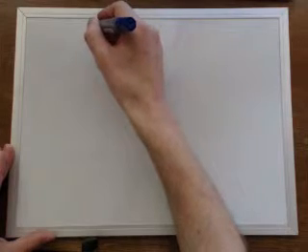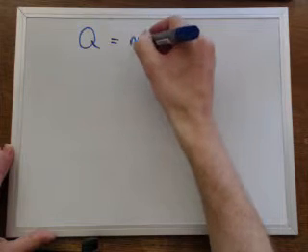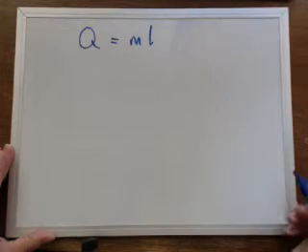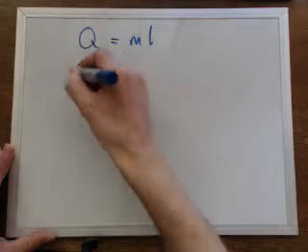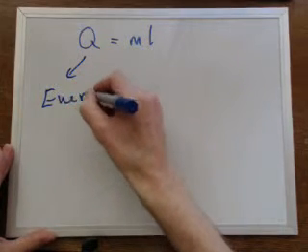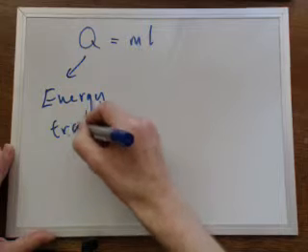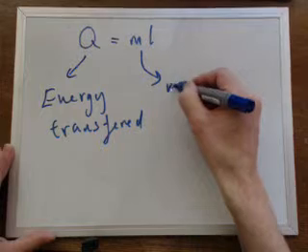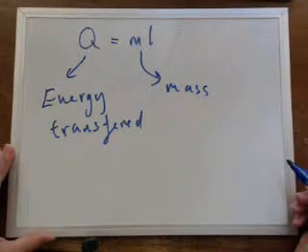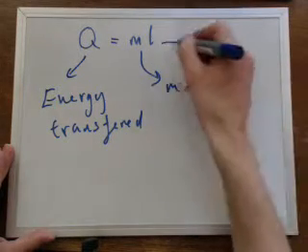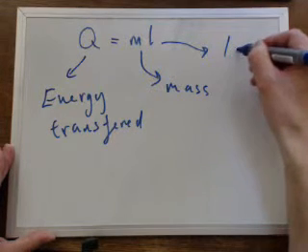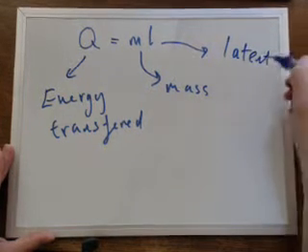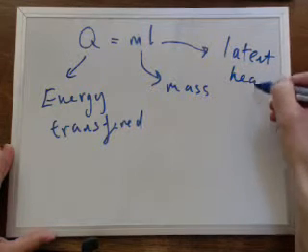Now, first of all, let me remind you of the equation. The equation we require is Q equals mL, where Q is the energy transferred, m is the mass, in grams or kilograms, and L is the specific latent heat.